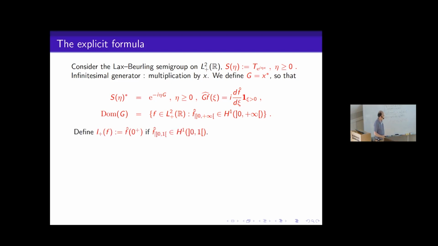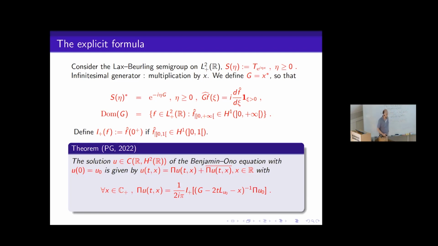Now I'm going to define I plus. I plus means some integral, but from the plus part. So if you have an L1 function, f hat of 0 is the integral of f. Here I look at f hat of 0 plus, assuming that, again, I'm in such a situation that f hat, say on (0,1), is in H1. Because in that case, of course, there is a limit as xi tends to 0 plus.